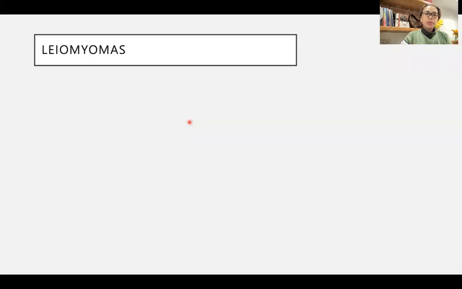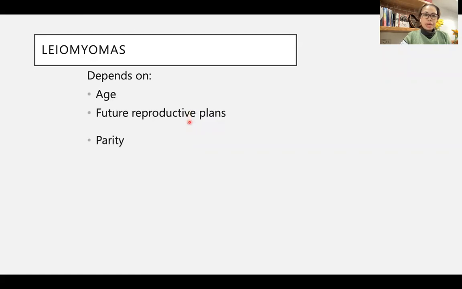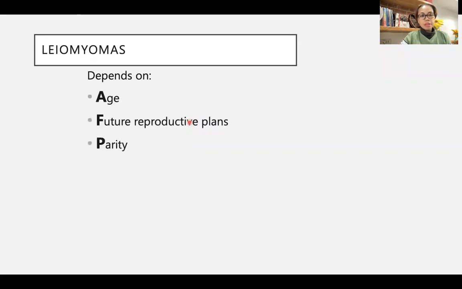What to do? Well, it depends on 3 factors: age, future reproductive plans, and parity. I remember this as AFP, so you will not forget when you are trying to decide what to do on patients with myoma. Again, how old is your patient? What are her future plans of reproduction? Does she want to get pregnant? Does she not want anymore to have another pregnancy? And how many children has she had?